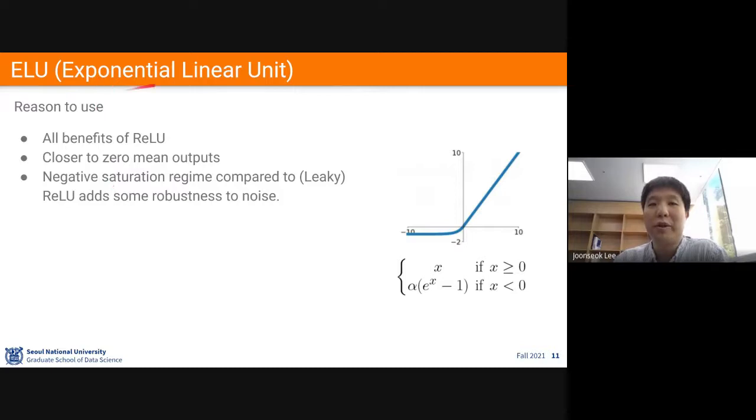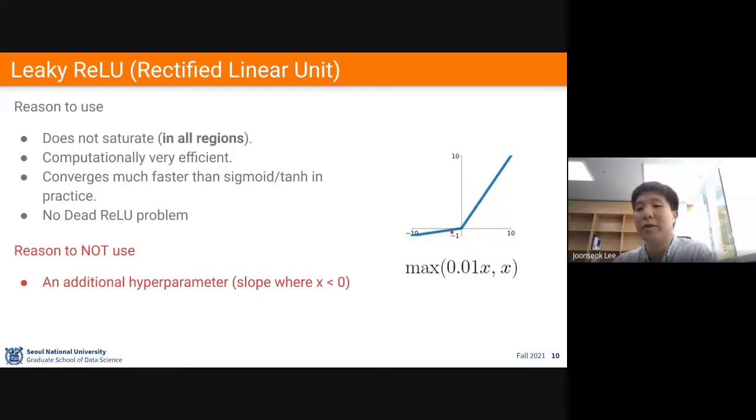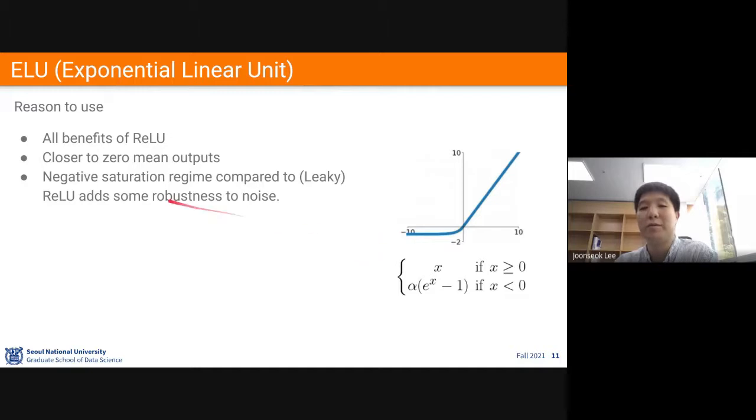And ELU, exponential linear unit, is another activation function you can use instead of the pure ReLU. So this one contains all the benefits of the ReLU, but also we have some exponential function in the negative region. So it's not going to infinity like that, but it actually converges here. So it has a negative saturation regime, and compared to leaky ReLU, it's a little bit more robust.